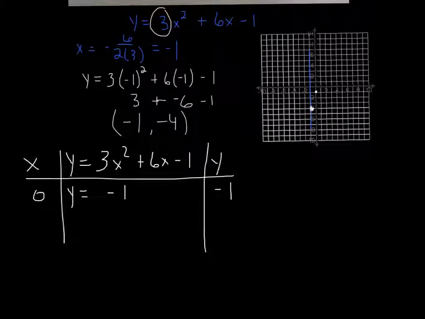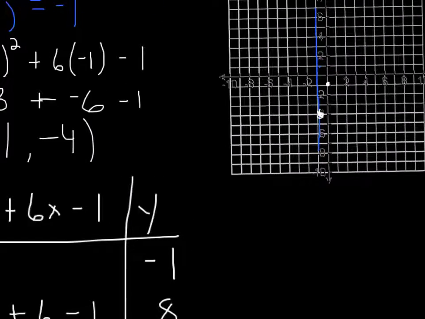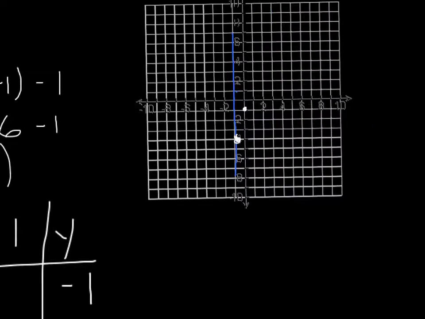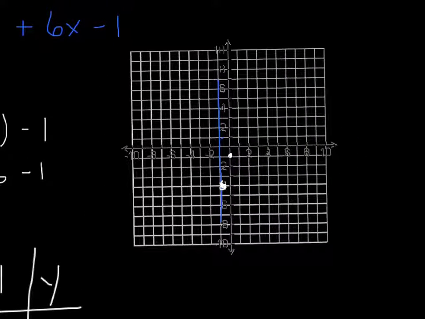Okay, and the next point, let's go with 1. How about 1? So if x is 1, y equals 3 times 1 squared, which is 3, plus 6 times 1 is 6, minus 1. 3 and 6 is 9, minus 1. That's 8. Okay, so let's go back to our graph. So when x is 1, y is 8. So 1, all the way up here at 8.